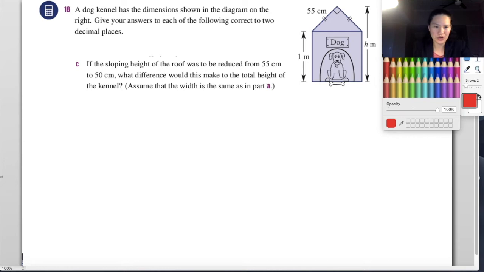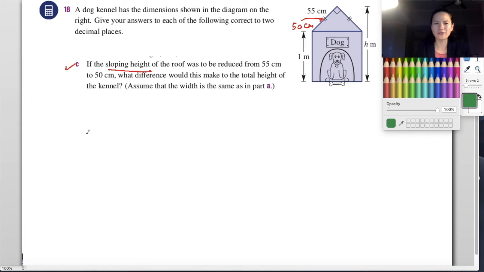Okay, let's read the question for C. If the slope height of the roof was to be reduced from 55, so that means it's 55, but it's reduced to 50 centimeters. What difference would it make to the total height of the canal? Assume that the width is the same as part A. Again, if you do it by yourself, you have to read twice.